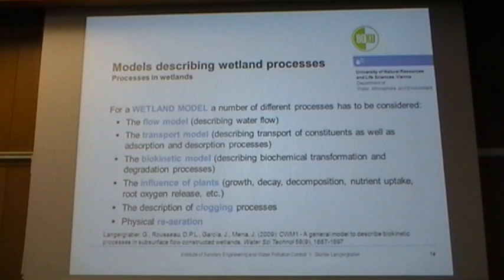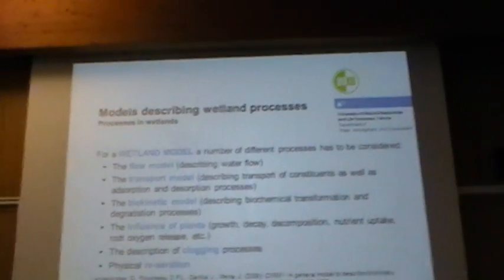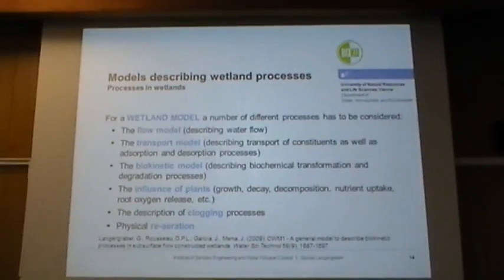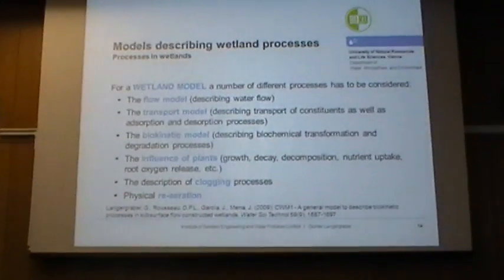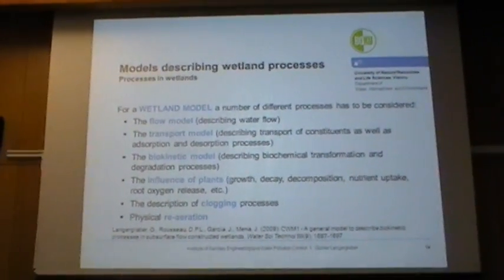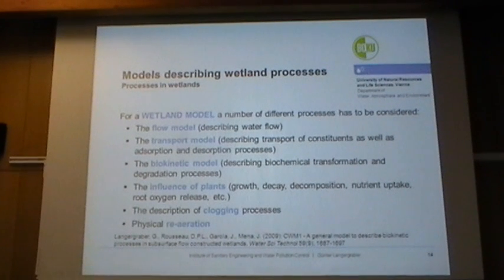I don't have to explain the mass balance equation here in this audience, so I can move on. I mentioned we have a lot of different processes in our wetland systems, and we came up in one publication with a list of different submodels that we need to describe processes in wetlands. First and very important is the description of the water flow. It's quite logical. Then we have to describe the transport of our pollutants, including adsorption and desorption processes. Then what's very interesting to model is the biokinetic processes, the degradation and transformation processes of the different substances.